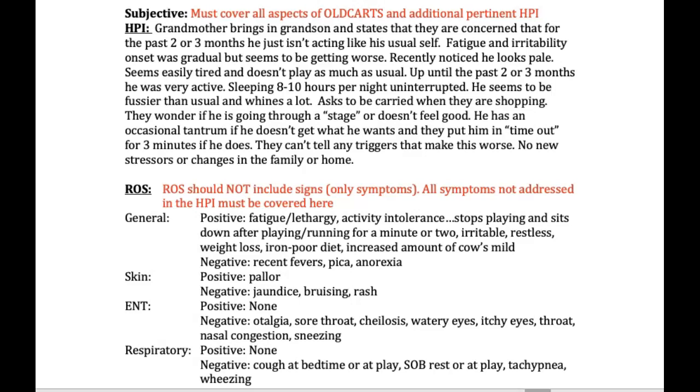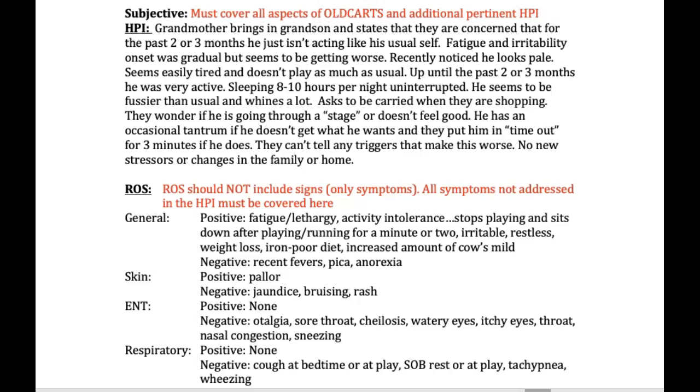So this patient was brought in today. Remember, I said it's important to know who's bringing the patient in and document that, by his grandmother today, and states that they are concerned that for the past 2 to 3 months, he just isn't acting like his usual self. He's been fatigued and irritable. The onset was gradual, but seems to be getting worse. Recently noticed that he looks pale, more pale, seems easily tired and doesn't play as much as usual. Up until the past 2 to 3 months, he was very active.